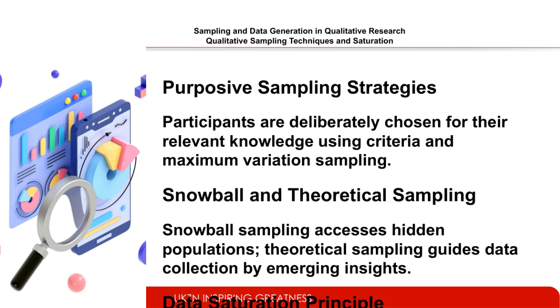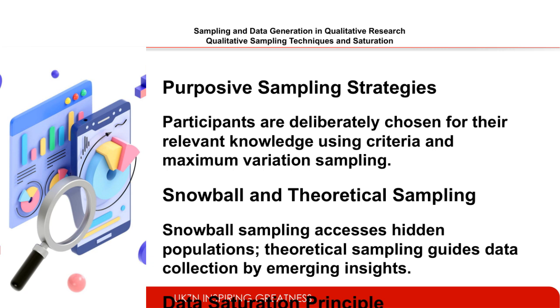Another important technique is snowball sampling, especially useful for reaching hidden or hard-to-access populations. In this method, current participants help identify others within their network, making it easier to connect with those who might be otherwise difficult to find.